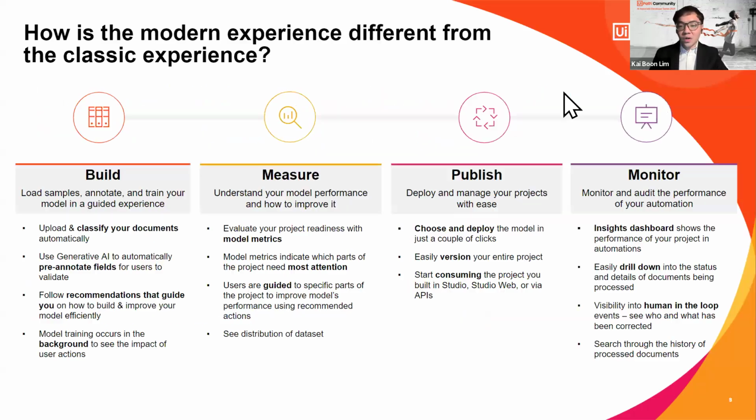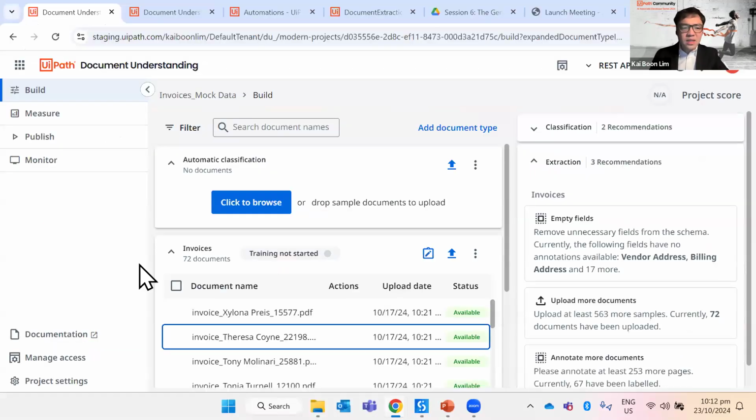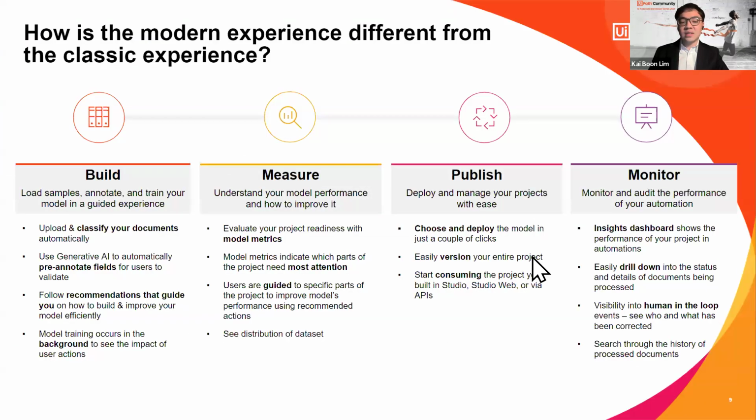Okay, so there are 4 key components when it comes to the modern experience: build, measure, publish, and monitor. So if I go quickly to the demo that I have here, and you can access this as well through your UiPath Cloud, so if you're interested, feel free to spin up your own instance right now. But you can see on the left-hand side, there are 4 panels: build, measure, publish, monitor. That's basically what this section is aiming to explain. For the most part, we will spend most of our time in build.